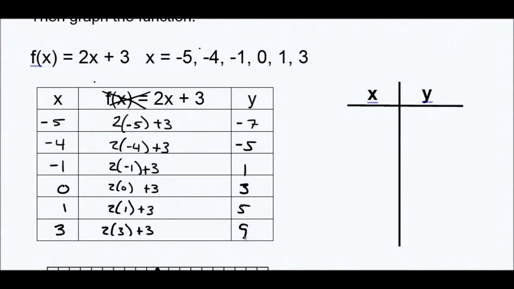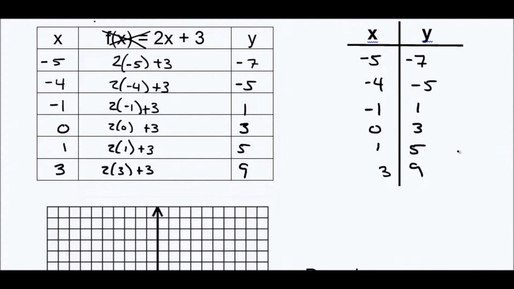So what we did is we built a table, and we could put this in another table that looks much cleaner, much nicer, without your math. We list our x's on this side and our y's on the same line so they correspond. Here's your x, and the y that corresponds to that x is -7. For -4, the y is -5. For -1, your y is 1. For 0, we have 3. For 1, 5, and for 3, 9. So you built a table with x values and their corresponding y values.